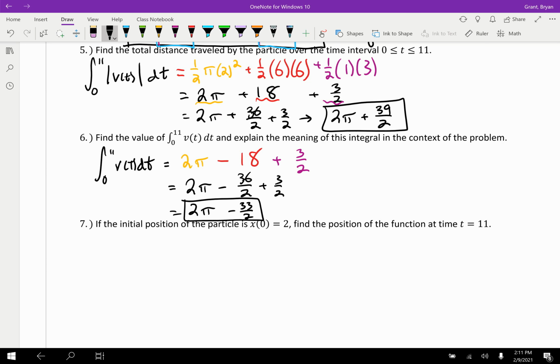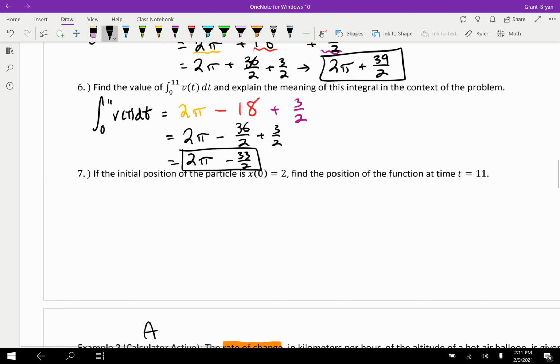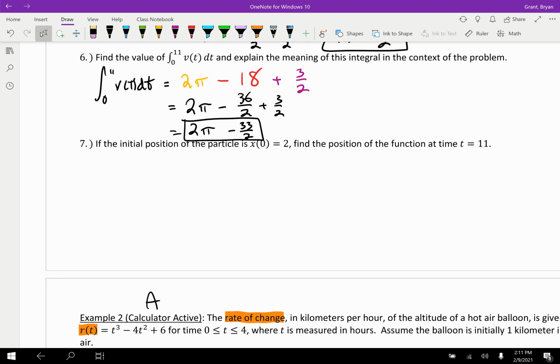Go us. Okay. Last but not least, if the initial position of the particle is given by x of 0 equals 2, find the position of the particle, or find the position of the function, I should probably say the particle, oops, awkward, at time t equals 11.